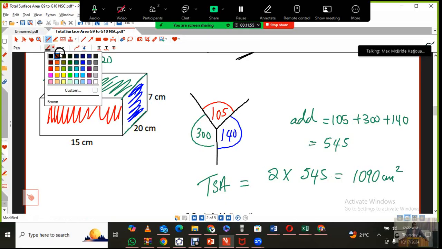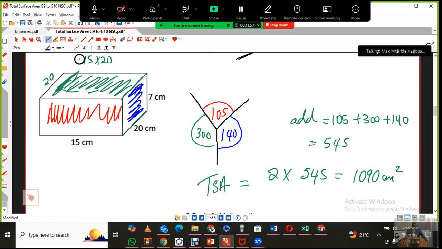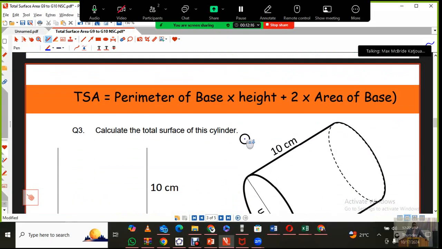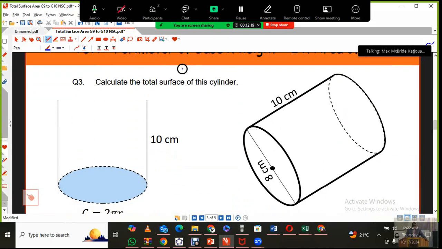So the reason I made my Y is because of this. If I was to do this, do you realize what is that shape? It's like this cuboid. It looks more like a square, but that's the idea. Are you ready for the next one?